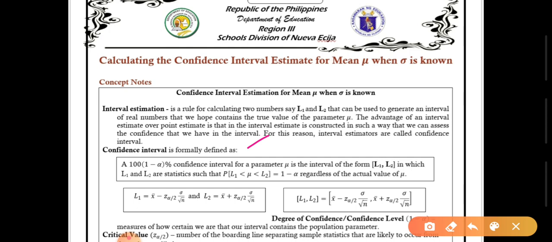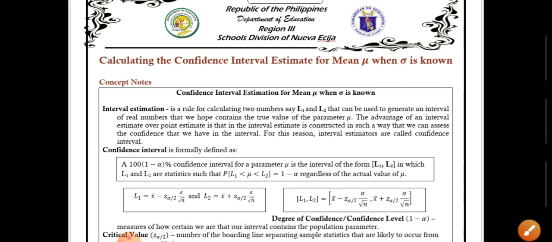A confidence interval is formally defined as a 100 times (1 minus alpha)% confidence interval for a parameter mu. When we say parameter, we're pertaining to the population, and for a statistic, we're pertaining to the sample. It is the interval of the form L sub 1 up to L sub 2, in which L sub 1 and L sub 2 are statistics such that P(L sub 1 < mu < L sub 2) is equal to 1 minus alpha, regardless of the actual value of mu.